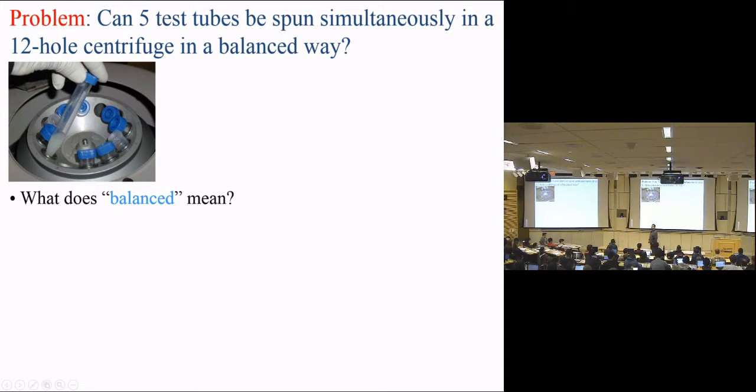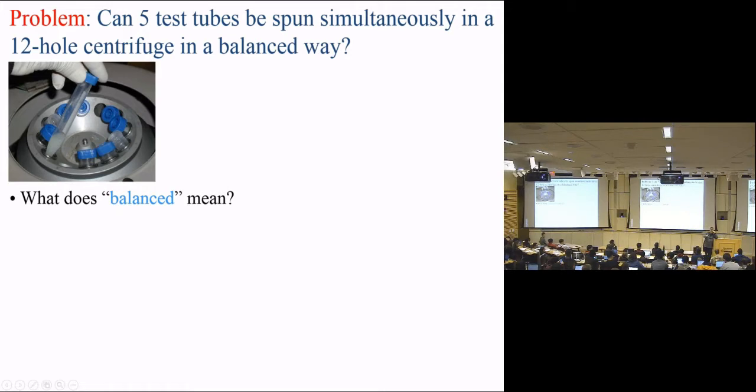Any other thoughts, ideas about this? So can you spin 5 test tubes in a balanced way in a 12-hole centrifuge? What are some of the questions you should be asking me, or yourself even? So I asked you, is there a way to do it in a balanced way? And I never said what is balanced. Very good. So she's saying, what's the meaning of balance? So you tell me, what does a balanced rotation mean in a centrifuge?